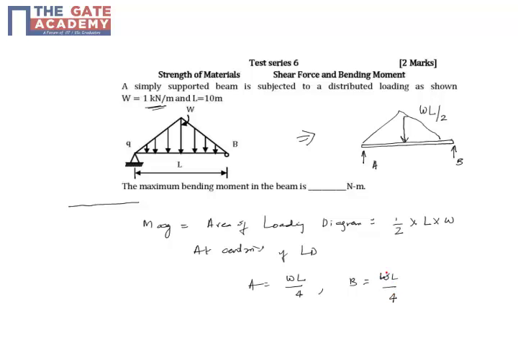Otherwise what you can do is balance vertically. A plus B is WL by 2, and then take a moment about any point, with the summation of moment equal to 0. At the end you are going to get the same thing, WL by 4, WL by 4, because the loading diagram is symmetric. Now the basic thing you have to understand is that when you have a symmetric loading on a simply supported beam, the maximum bending moment you expect is at the center.